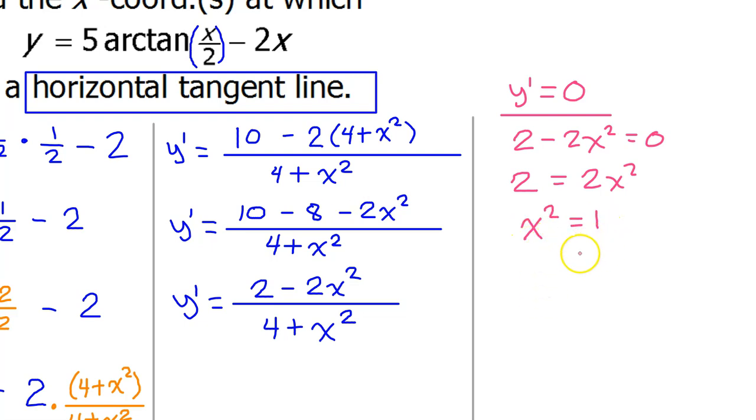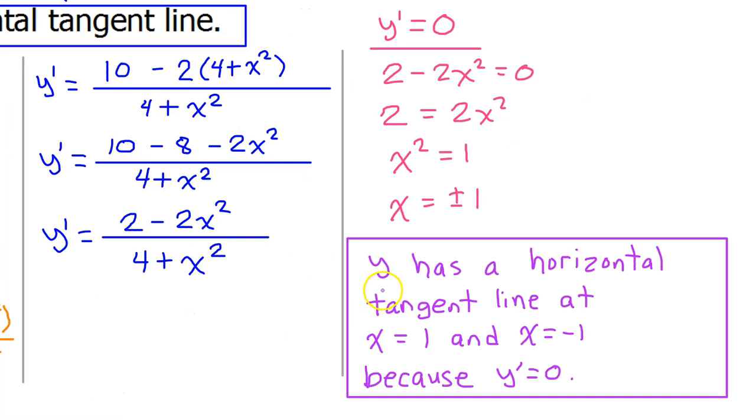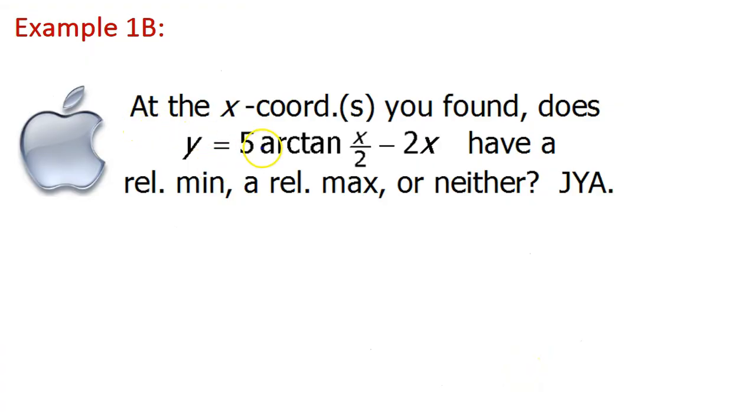Taking the square root of both sides, we get x is equal to plus or minus 1. We say y has a horizontal tangent line at x equals 1 and x equals negative 1 because y prime equals 0. Part B. At the x-coordinates we found, does y have a relative min, a relative max, or neither?